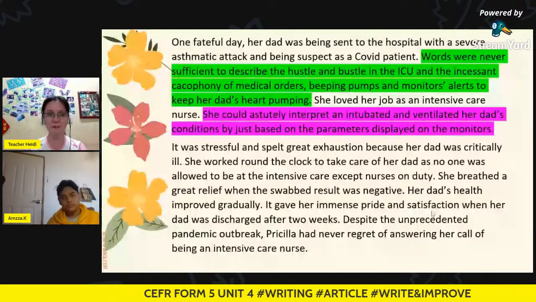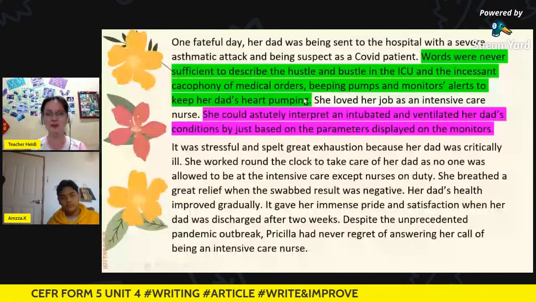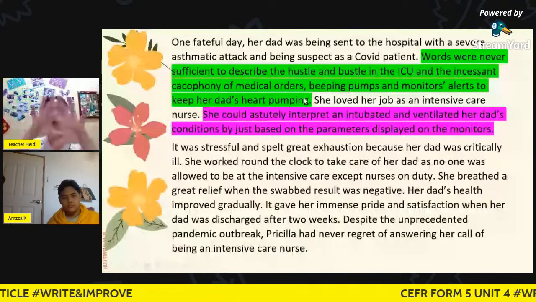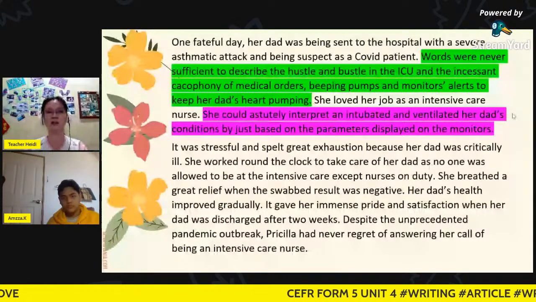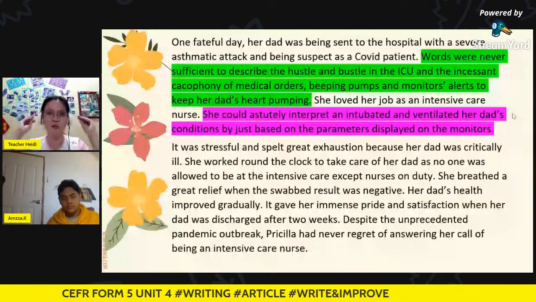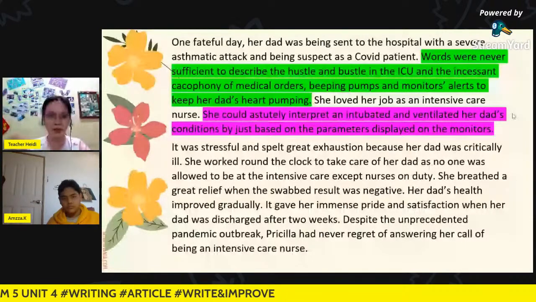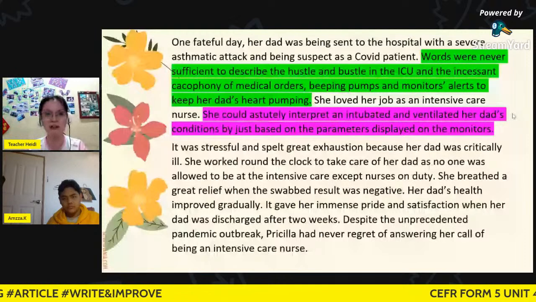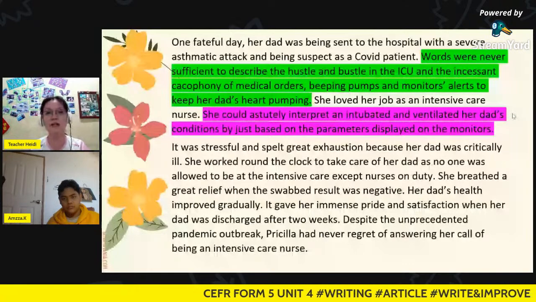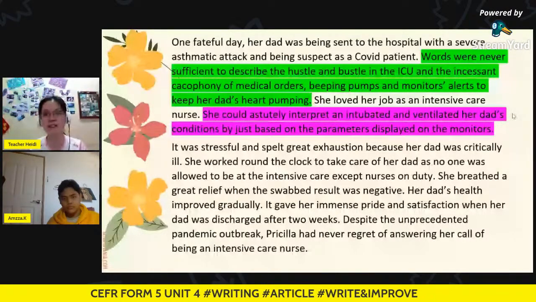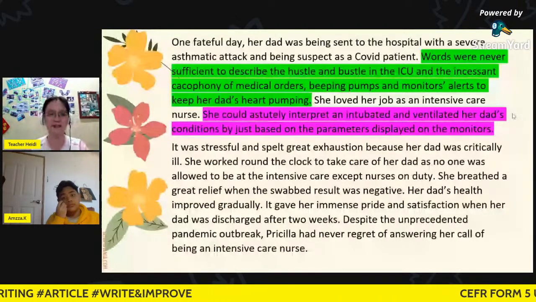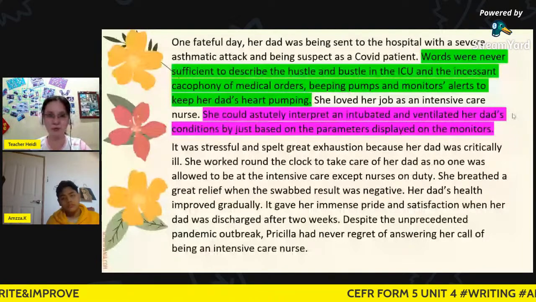So the last part, I think this is a bit high level. All the words are very jargon to you. It just means that she can read whatever the machines give her accurately. That's all it means. If you write like that, it's a straightforward idea. But if you write, she could astutely interpret her dad's condition, intubated and ventilated, just based on the parameters displayed on the monitors, this one is the complex idea. Okay, I just want to show you this.